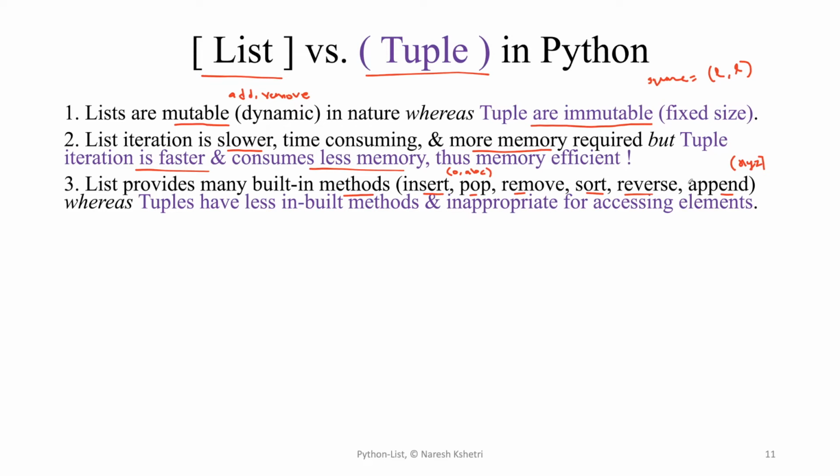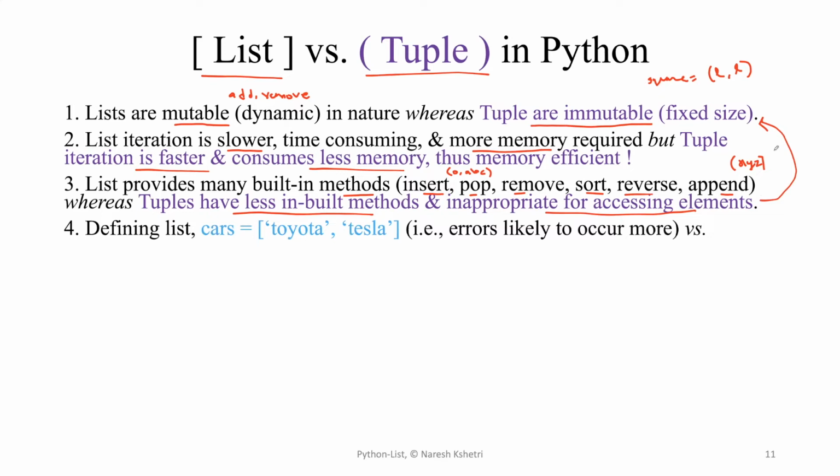But in the case of tuples, we have fewer methods. There are methods, but not as many as are provided for the list. Tuples are less suited for modifying, because modifying elements is not possible due to their immutable nature.